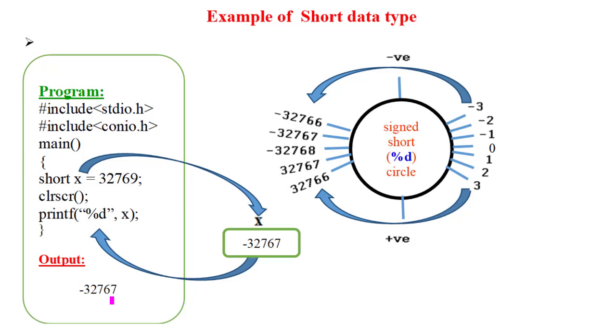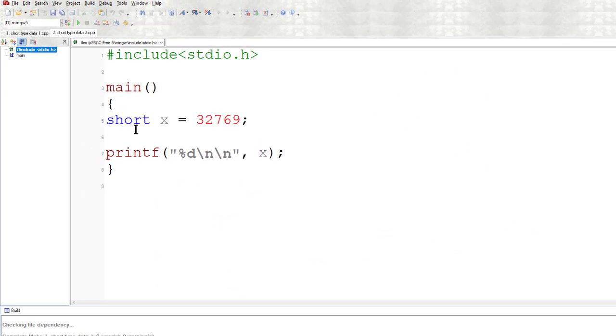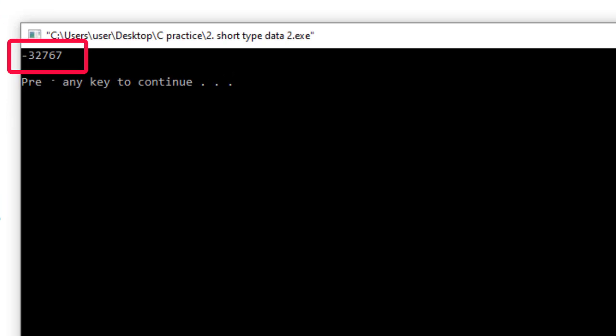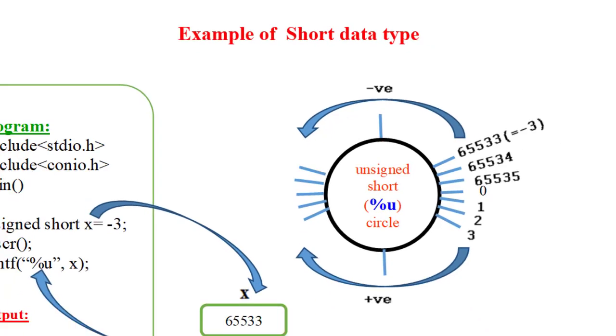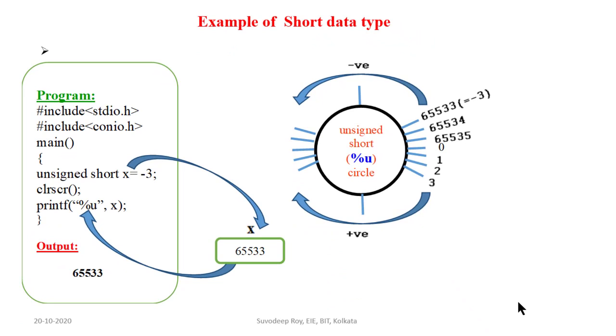Now checking what I already explained, whether it is correct or wrong. See, it is that program. X is equal to 32,769. I want to display the value. I have used the instruction printf %d. We are getting the result from X. Running the program. See here, the value is minus 32,767.